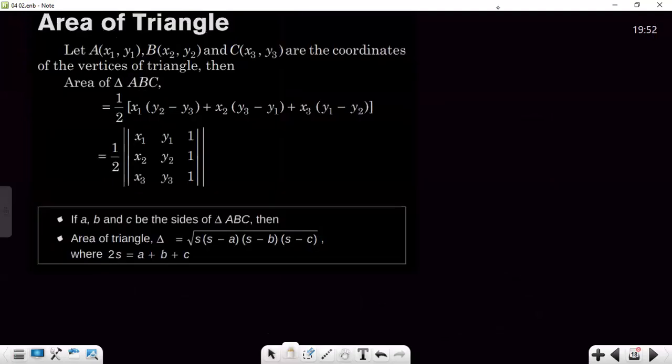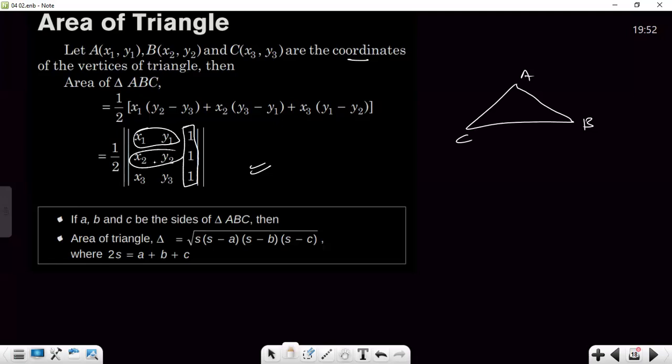Okay. Area of a triangle. If the coordinates of the vertices of a triangle are given to us as A, B, C, triangle A, B, C. Vertices are given. So the simple area of triangle formula is this. Half into determinant of x1, y1, 1. Like the third whole column is 1, 1, 1. And here you will write the points. All the points. There's the pattern.